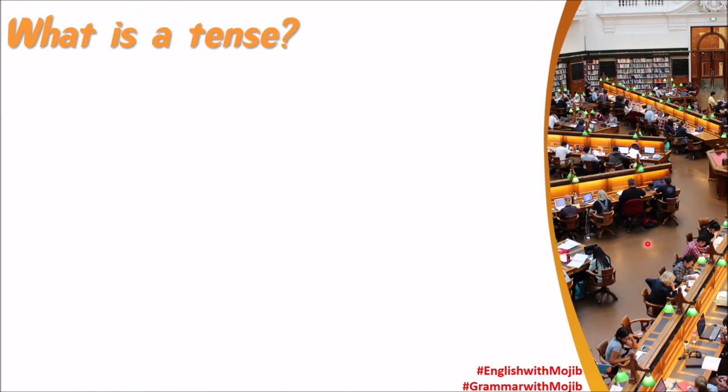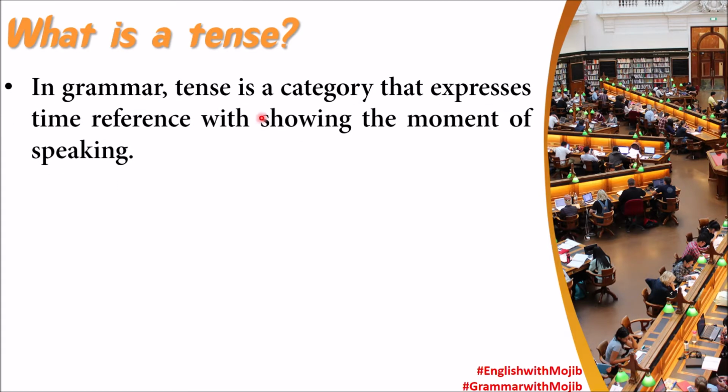First one, what is a tense? In grammar, tense is a category. Category means group that expresses. Express means talks about, describe. Time reference with showing the moment of speaking. Moment, here it means time. So in grammar, tense is a group that talks about time reference with showing the time of speaking.